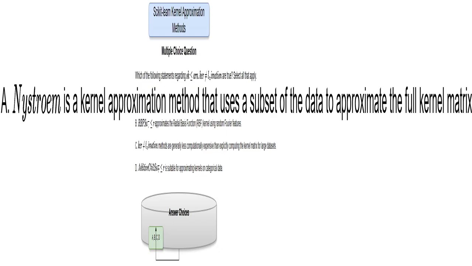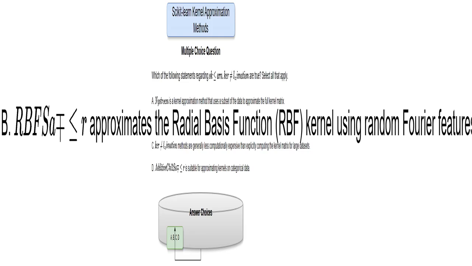The Nystroem method cleverly uses a small piece of the data to represent the whole kernel matrix. It's like creating a mini representation that stands in for the much larger, more computationally expensive, full picture. The RBFSampler specifically handles the common radial basis function, RBF, kernel. It leverages random Fourier features to make the approximation faster. Think of it as a specialized tool for a frequently used kernel.